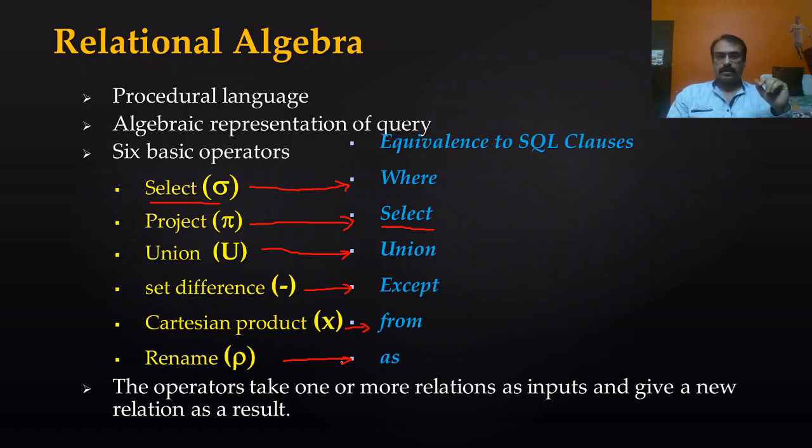So the as clause is equivalent to that. So where, select, union, except, from, and as are familiar to you, and the same concept we are going to use in relational algebra with select, project, union, set difference, Cartesian product, and rename. Okay. One more which will be there for discussion is the join operation.